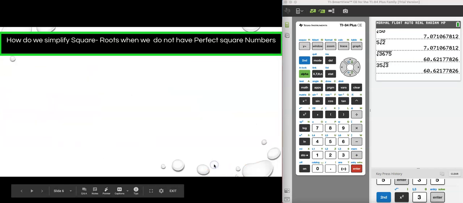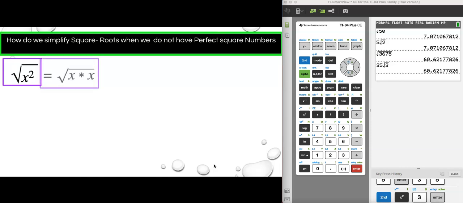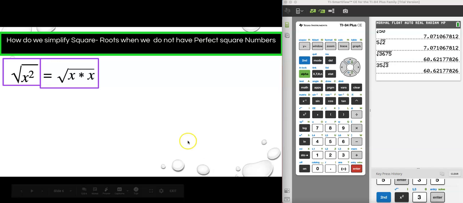Alright, so let's keep it moving. We're going to look at some more examples, but let's throw some variables in there because they have basically the same concept as well. So we have x squared. We're taking the square root of x squared.